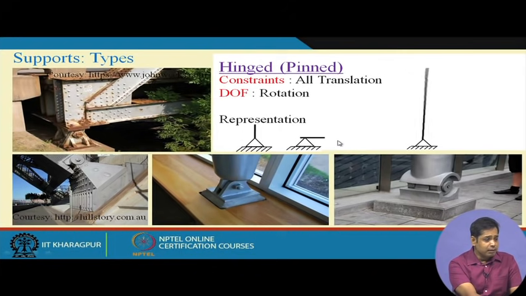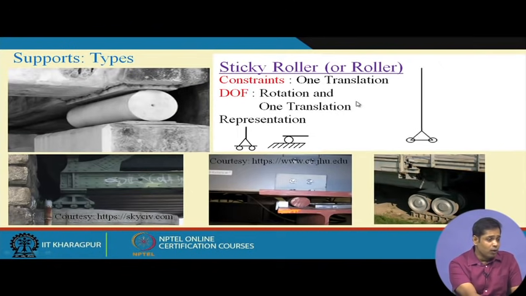Now, in this case, what we have done is, we allowed the object to rotate. So, the degree of freedom allowed at this point is only 1, which is rotational, and the constraints are two translations. Now, let us allow one translation also, meaning rotation plus one translation. Then the next kind of support we have is roller support, or sticky roller support. Why it is called sticky roller support, I will tell you shortly.